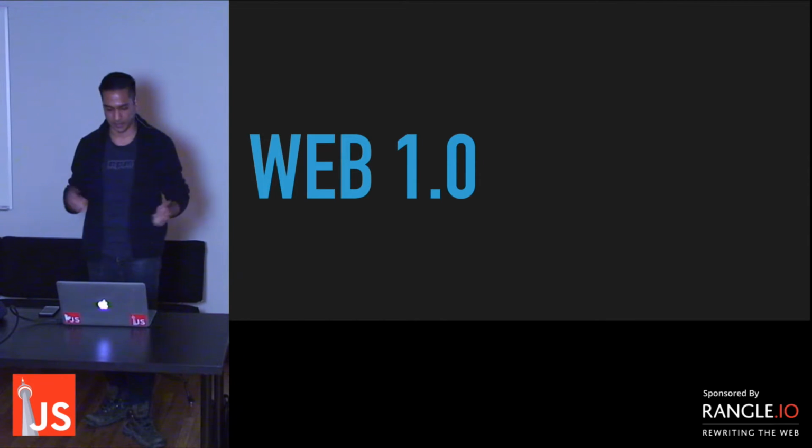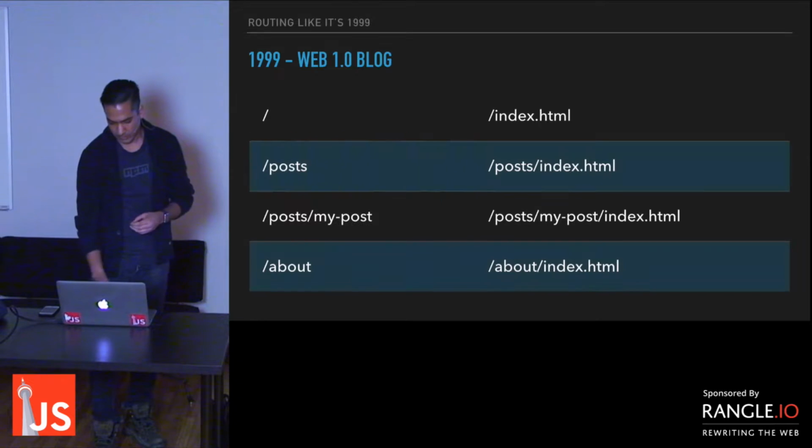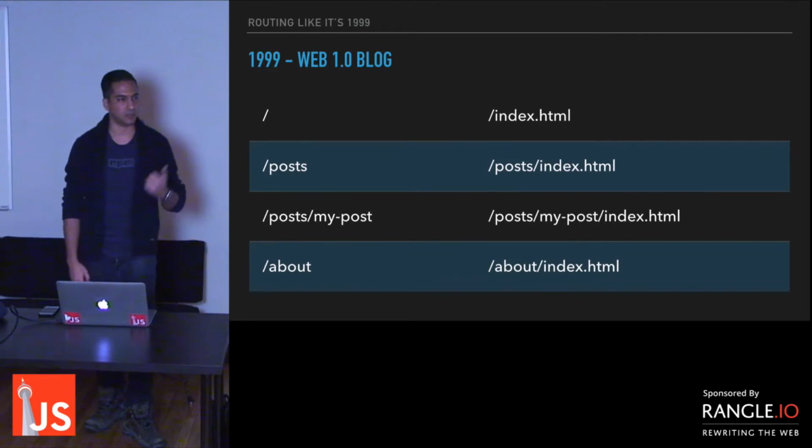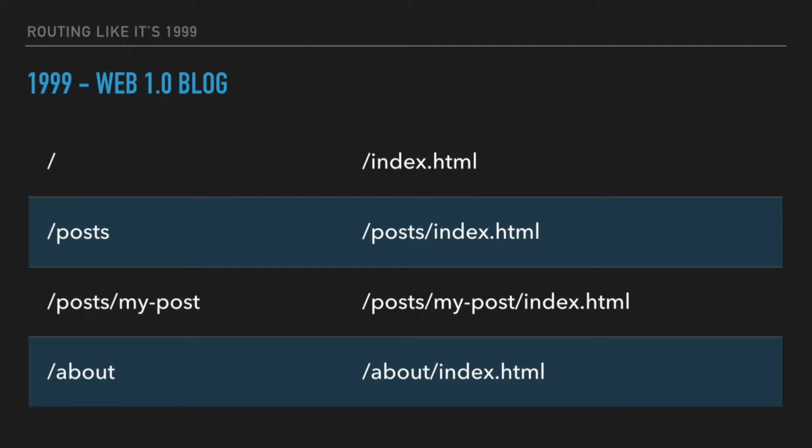So basically, all you had to do was serve out an HTML file. Our routing structure for my blog might look something like this, where on the left-hand side, you'll see the URL. On the right-hand side, you'll see the file and the path of the file. So for my root route, we have an index.html file in my root directory.